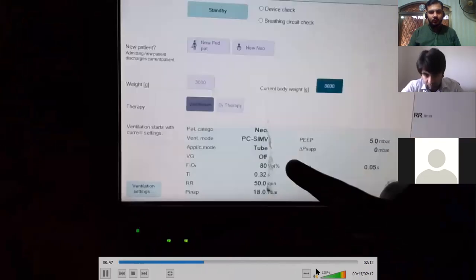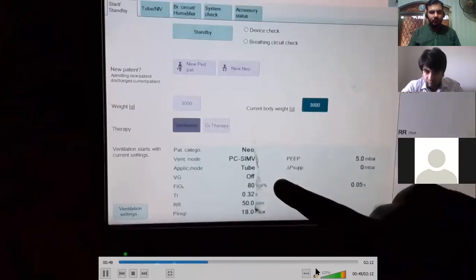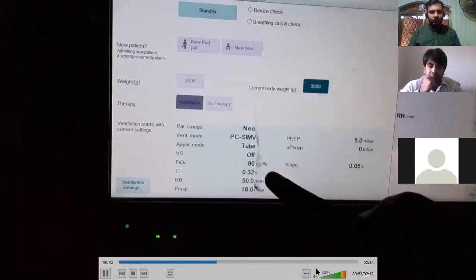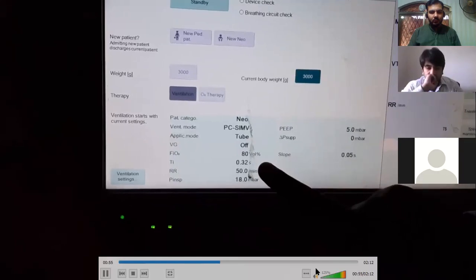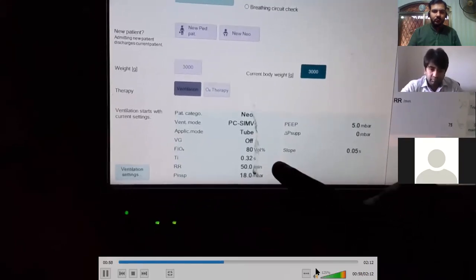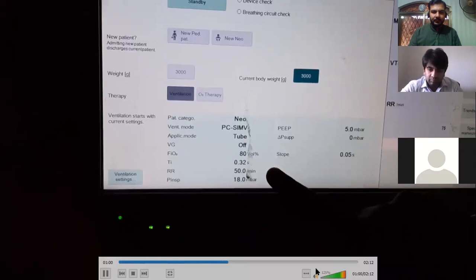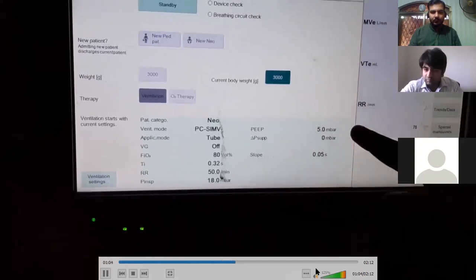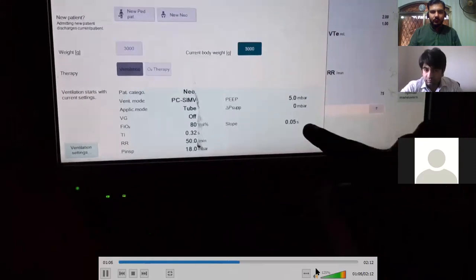And the initial FiO2 that we selected was 100%, and now we are going to taper this FiO2. And the inspiratory time was... It was started with a rate of 50 per minute, inspiratory time 18, and speed was 15, and slope is 0.05.